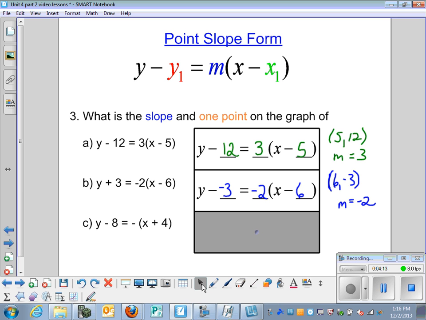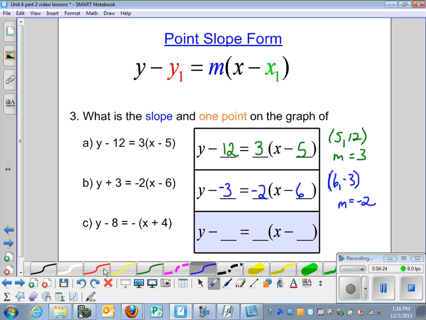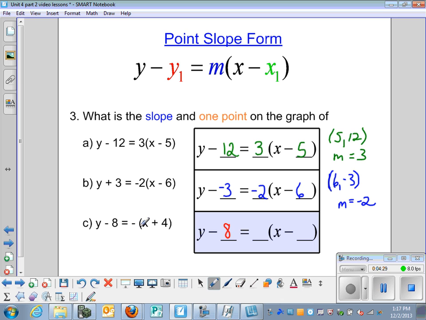Okay, next one, y minus 8 is equal to negative the quantity x plus 4. So here's my skeleton again, and y minus 8, so that's an 8. I have a negative outside the parenthesis here, so that really is a negative 1. And then x plus 4, well, the formula says I need x minus 4, so this had to be a minus 4 here. So my x value is negative 4, my y value is 8, and my slope is equal to negative 1.